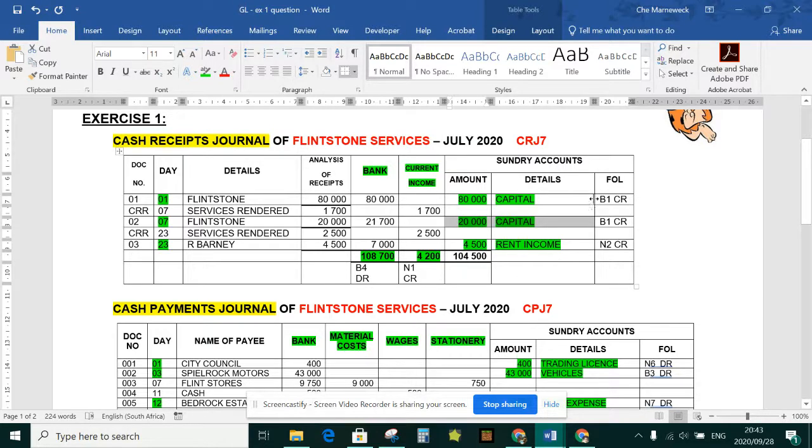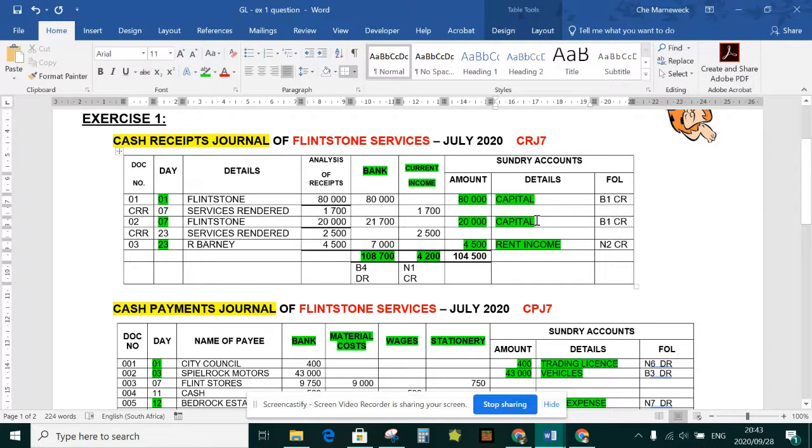Then the next thing I want to mention is that we start with our accounts in order. So the first one is balance sheet, so B1. So we're going to post that information first. We are posting two transactions into capital. We're trying to work out what is the total value of capital in our business in July 2020.